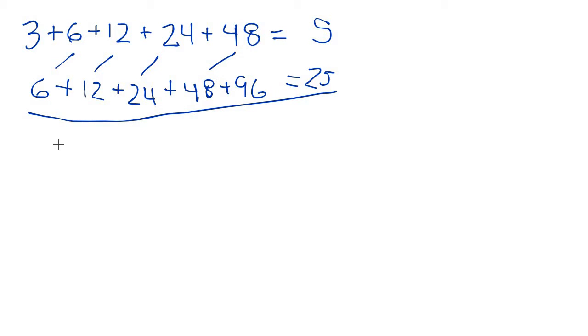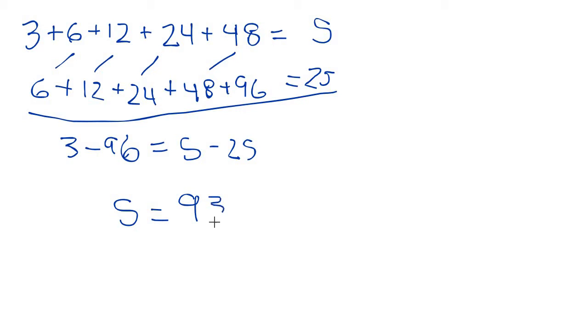When we subtract, we get 3 minus 96 equals S minus 2S. And if we solve for S, we actually end up getting that S equals 93, as expected. So, we can apply this generally.